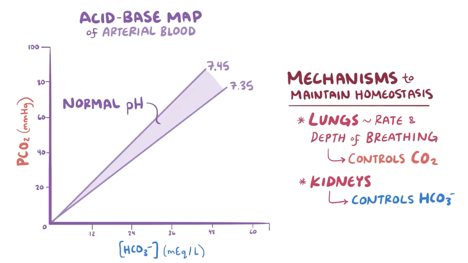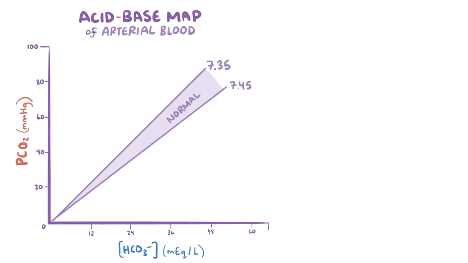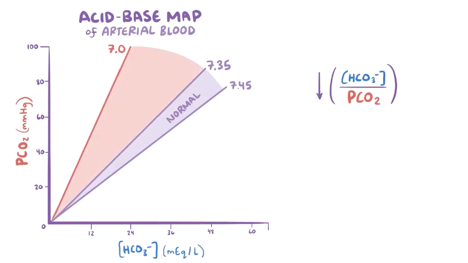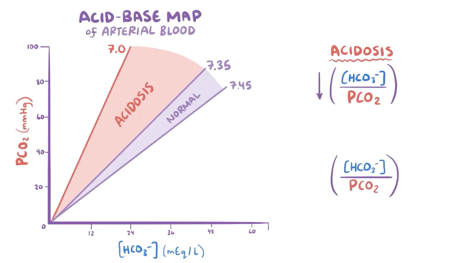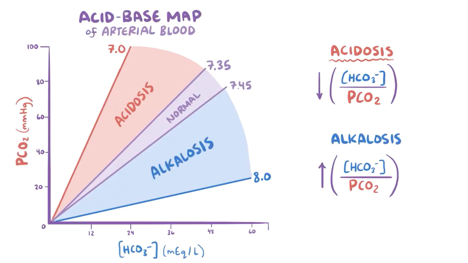Now, sometimes these regulatory processes get disturbed. Specifically, if there's a decrease in the ratio of bicarbonate concentration to partial pressure of carbon dioxide, the pH drops below 7.35, and we shift to the upper left part of the acid-base map, where there's acidosis. On the other hand, when the ratio increases, the pH rises above 7.45, and we move to the lower right part of the acid-base map, where there's alkalosis.